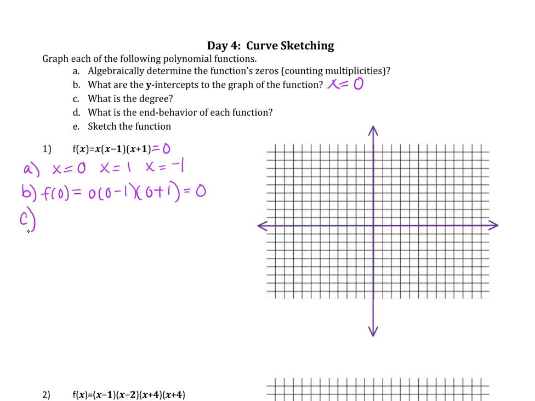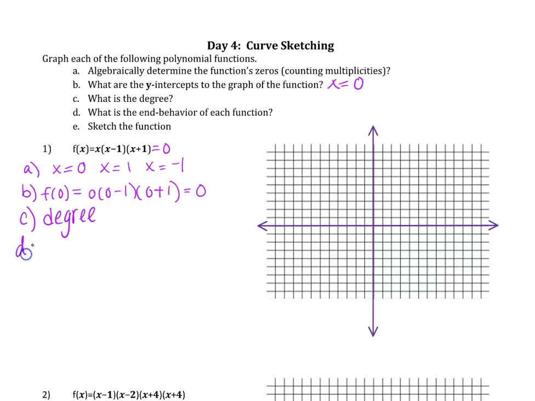Now, the degree. If you were to multiply this entire thing out, it would be x times x, like this would be x squared minus x, and then times another x, you could see that it would be an x cubed. Another way of thinking about that is there's 1, 2, 3 roots, all with multiplicity 1, so that's 3 total. So our degree is 3.